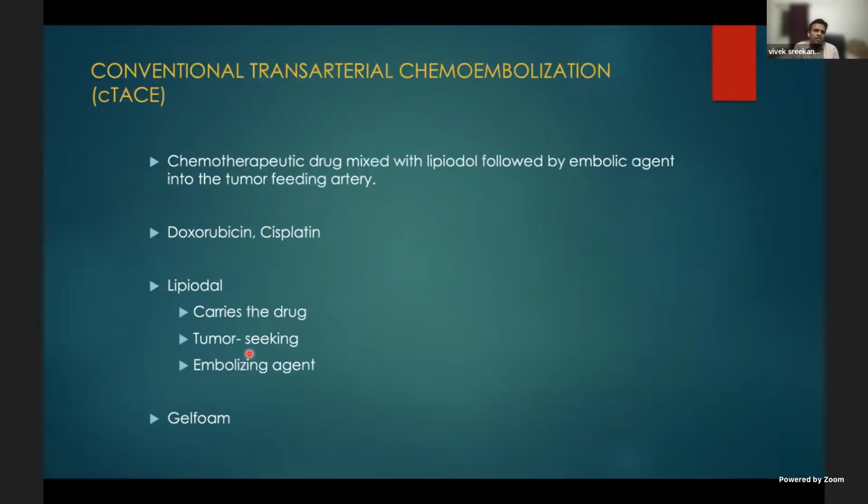So coming to the TACE, I will go into some detail between the conventional TACE and the DEB-TACE. In the conventional TACE, a chemotherapeutic drug is mixed with the Lipiodol. And then after injecting this into the tumor, we follow it with an embolic agent into the tumor feeding artery. So which chemotherapeutic drugs are we using? In our predominant day-to-day practice, we are using doxorubicin, even cisplatin can be used.